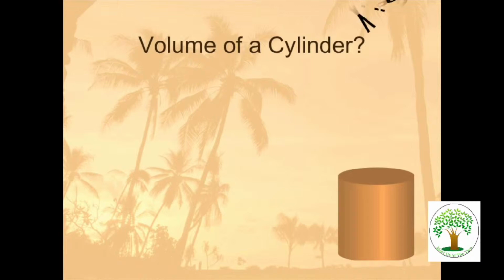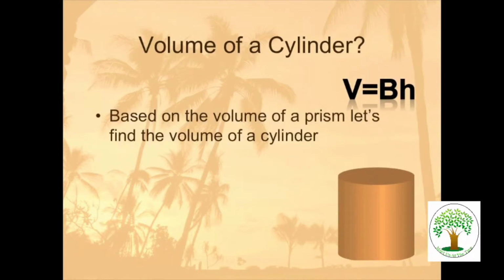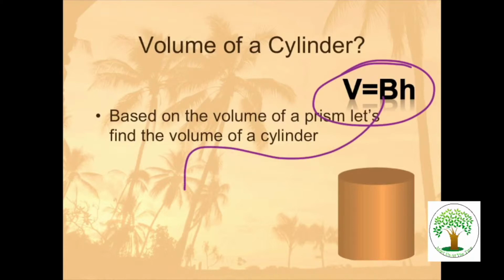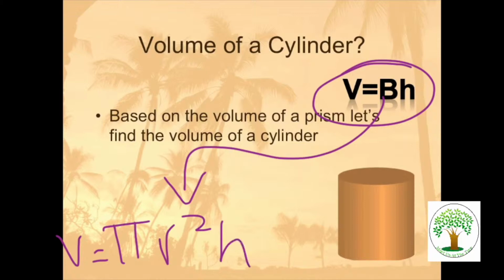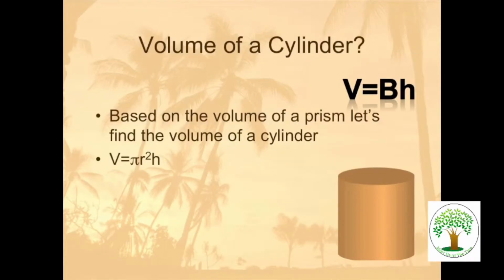Okay. All right, so here's your cylinder. We're going to use that as our starting point. And what are we going to put in the place of that B for the area of the base? Pi r squared. So our volume will be pi r squared h. And you guys have been memorizing that all along. All right, so our volume is pi r squared h.